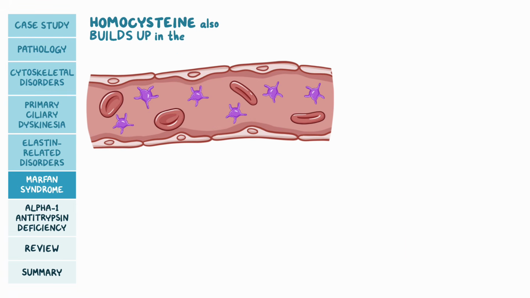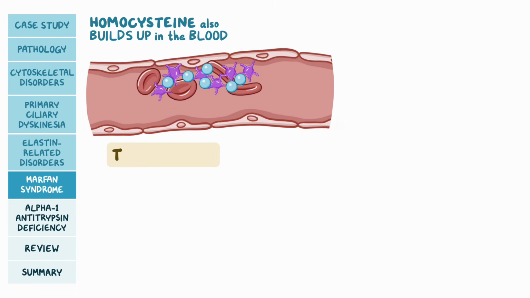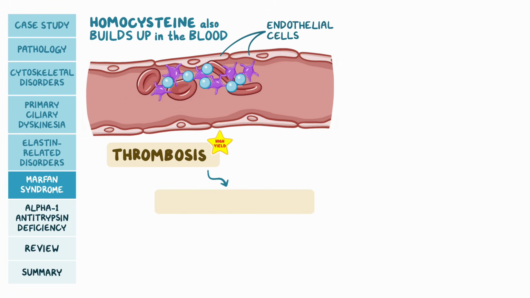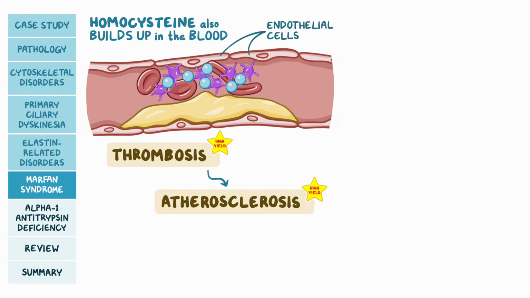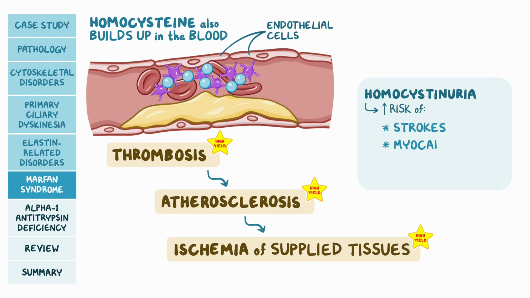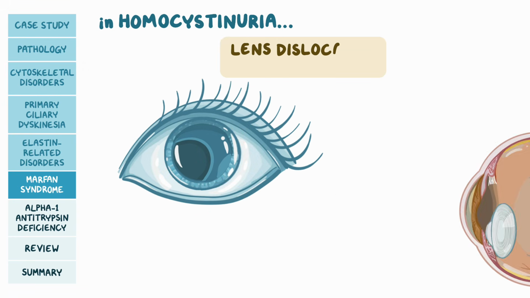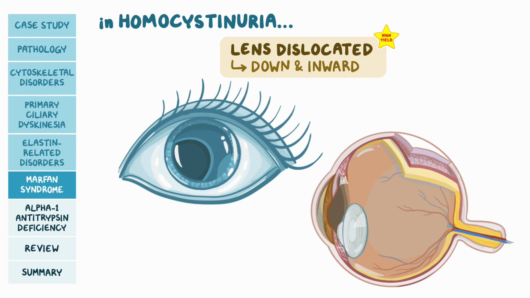Homocysteine also builds up in the blood, where it binds to platelets, causing them to stick to one another, resulting in thrombosis, as well as stick to endothelial cells lining the blood vessels. This leads to atherosclerosis or plaque buildup, which narrows the arteries and could lead to ischemia of their supply tissues. As a consequence, homocystinuria can increase the risk of strokes, myocardial infarctions, and thromboembolism. But what's even more important to set it apart from Marfan syndrome is that in homocystinuria, the lens is dislocated down and inward rather than up and outward.